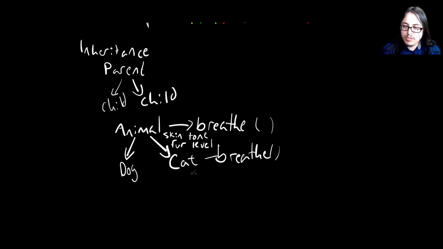For example, give cat a function, retract claws, and then have dog have a function like do trick.